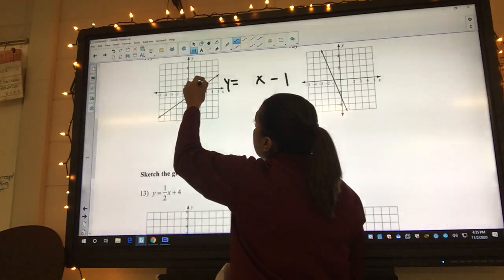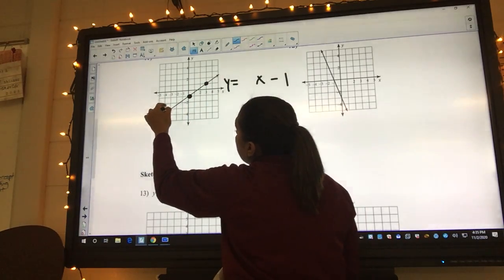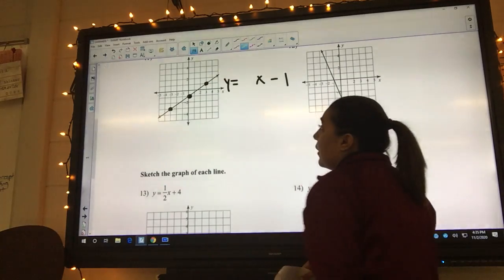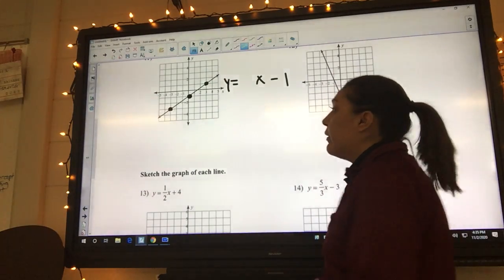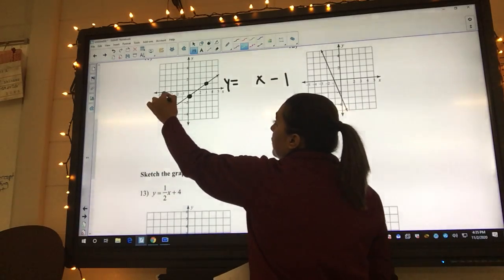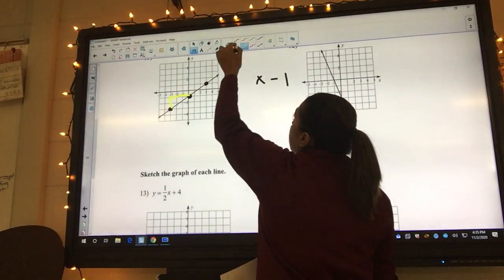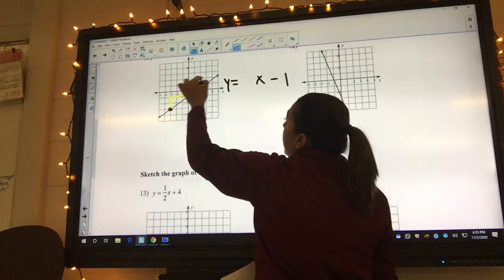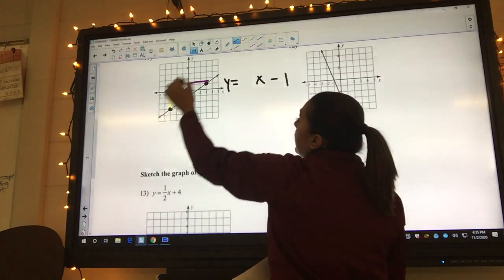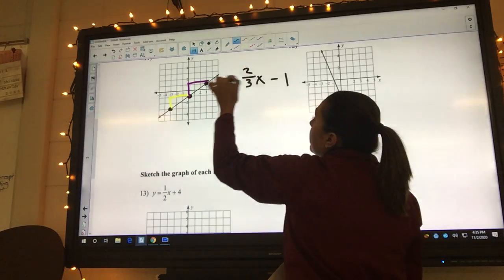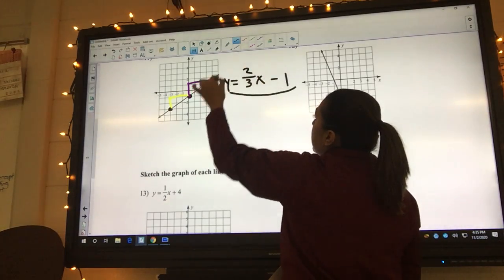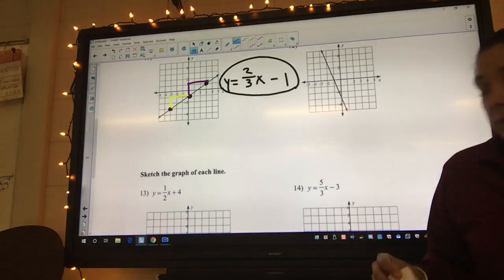Okay, and it could be this one, or you could even do it with this one. Okay, but you always count from the lowest point to the next highest point. So even if you chose this one, that's fine, you would still rise and run. If you chose this one, you would still rise and run. Okay, so we rise 2 and we run 3, and it's positive, so it's going to stay just like this.